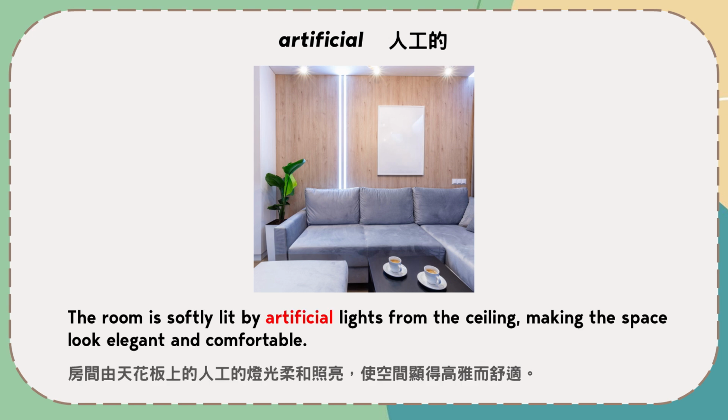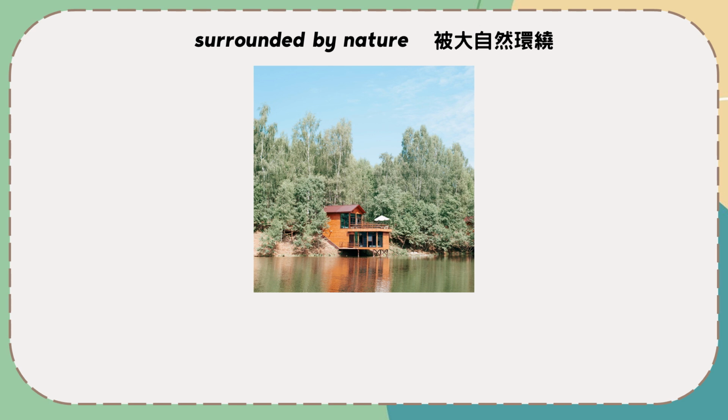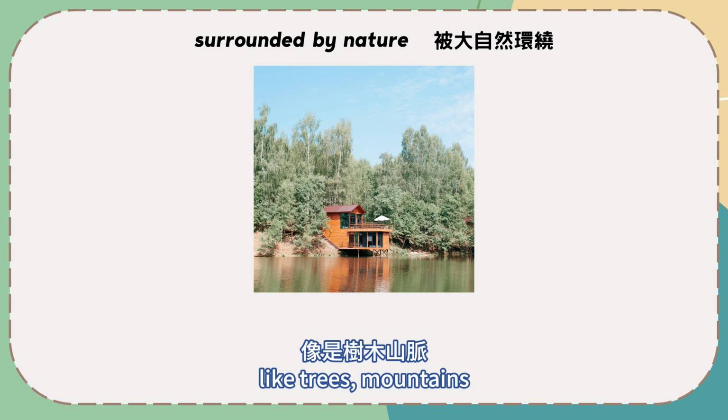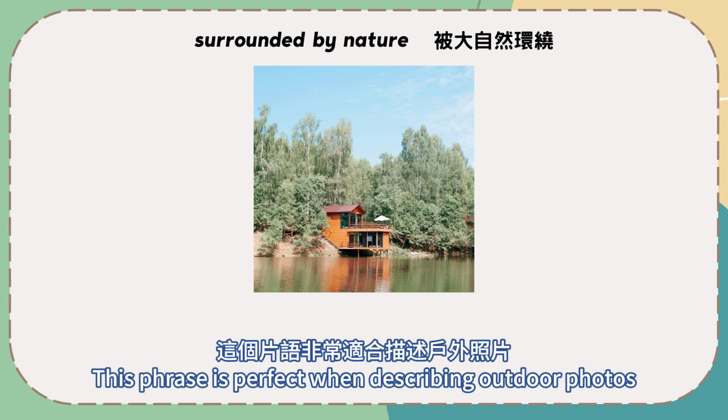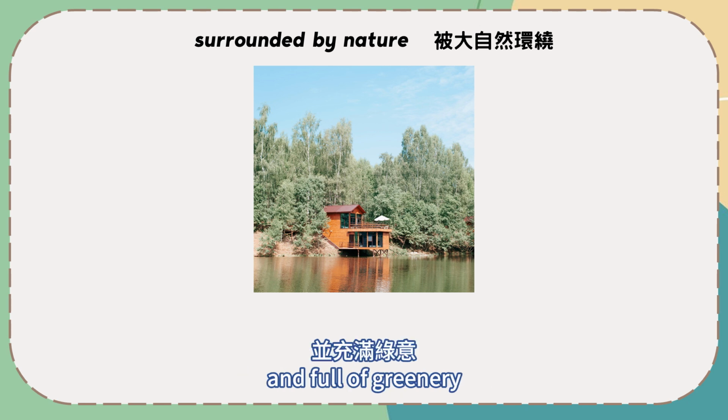The room is softly lit by artificial light from the ceiling, making the space look elegant and comfortable. Now let's look at the phrase surrounded by nature. It means being enclosed by natural elements like trees, mountains, flowers, or water. This phrase is perfect when describing outdoor photos that feel calm, refreshing, and full of greenery.